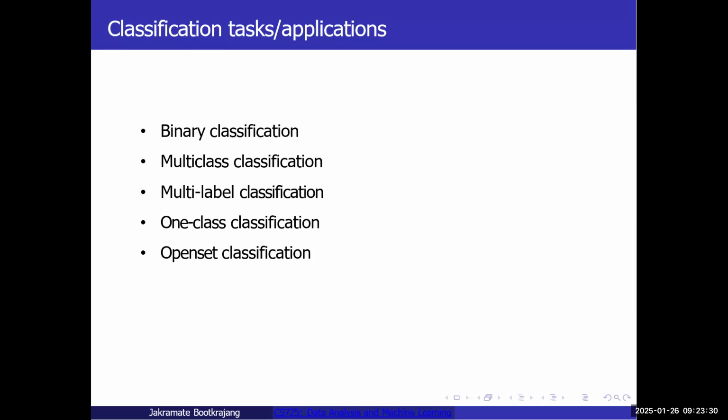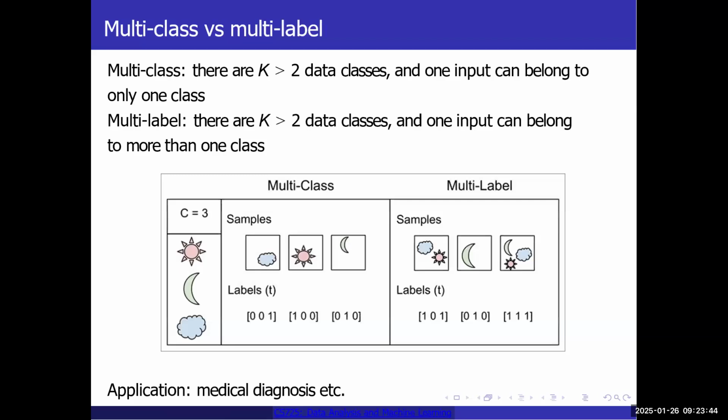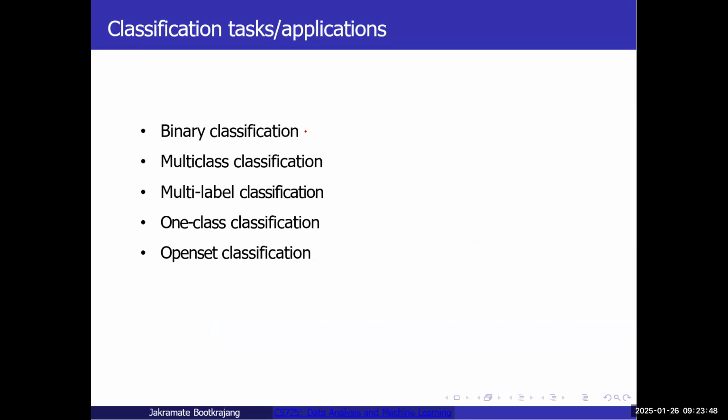So for classifying tasks, there are actually many types, many ways to classify. The most common way is the binary classification. For the binary classification, basically you have two classes, and then you want to decide which data belongs to which class.